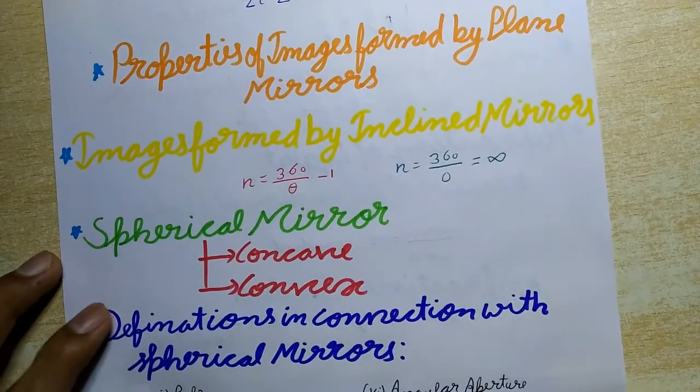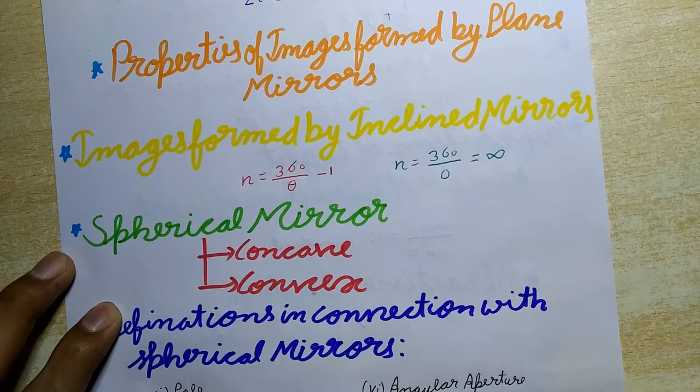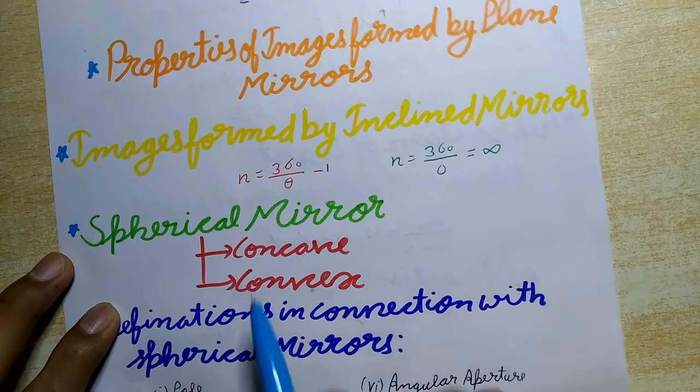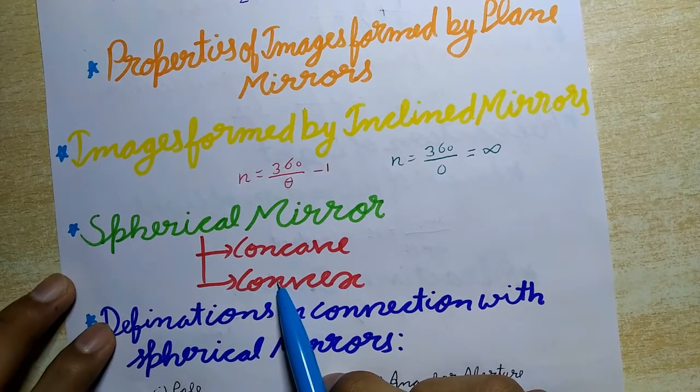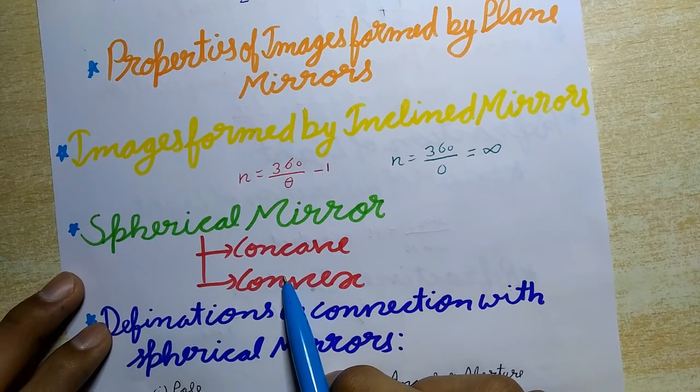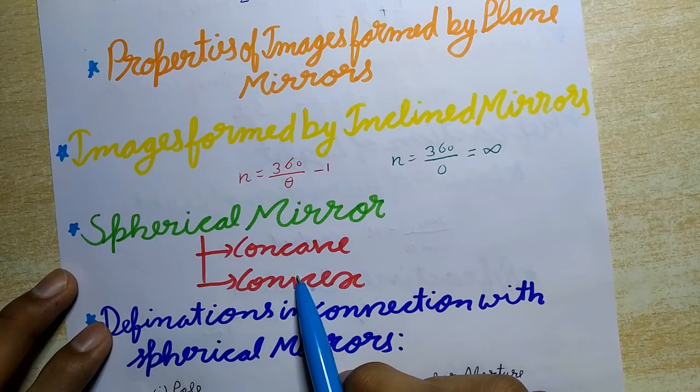Now next is spherical mirrors. It is a mirror whose reflecting surface forms a part of a hollow sphere. Spherical mirrors are of two types. First is the concave mirror, in which the reflection of light takes place from the inner hollow surface. Second is the convex mirror, in which the reflection of light takes place from the outer bulging surface.